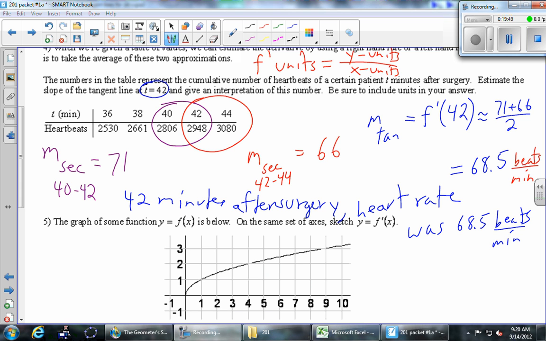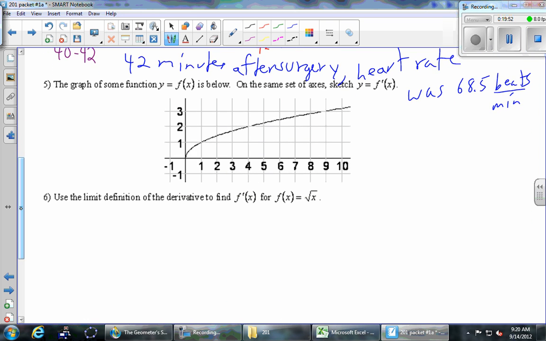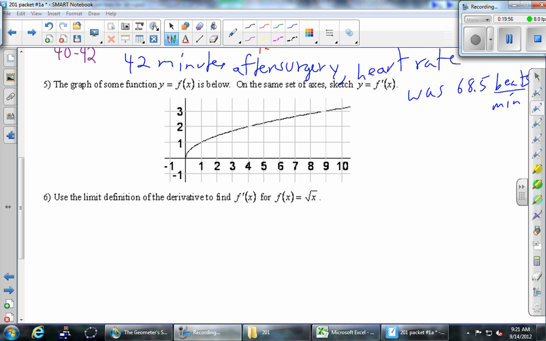All right, let's take a look at this function on number 5. What I'd like you to do is pick, say, 3 points. Any 3 points on this curve, but space them out a little bit. Draw 3 little tangent lines, estimate 3 slopes, and then plot 3 points of the derivative. You're just going to plot it on the same set of axes. Check with your neighbor if you're getting stuck someplace.